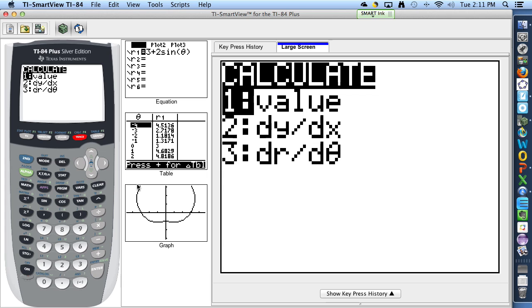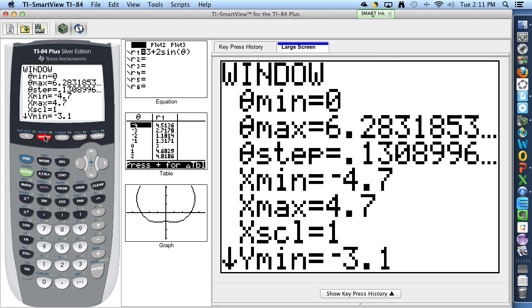When you set your window from 0 to 2 pi, the theta values you pick to make your table are between 0 and 2 pi. Say it was in degrees, could you do 5 to 365, and that would be the full graph?